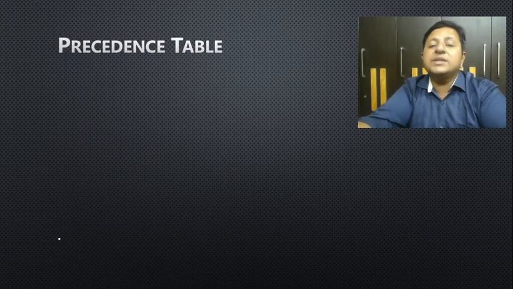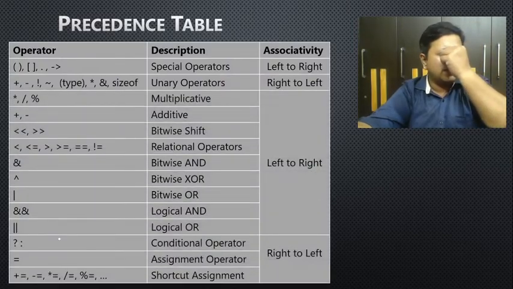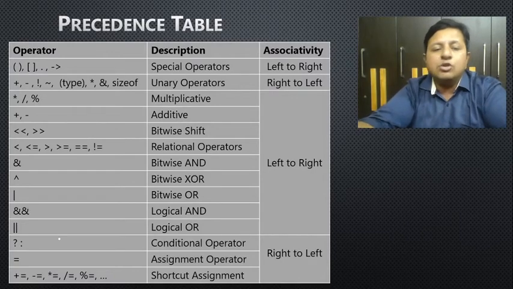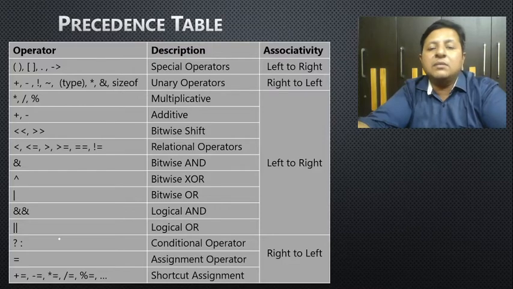Fine, so let's have a look at the precedence table. You'll be able to see most of the operators listed here, so you'll have a complete idea about the different operators along with their precedence as well as their associativity. Precedence is highlighted based on the way they are kept.